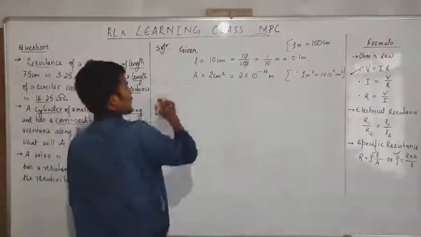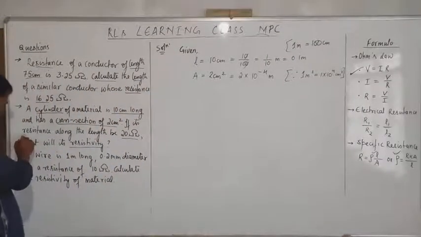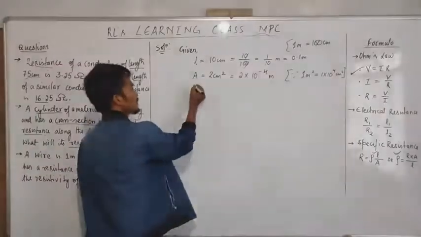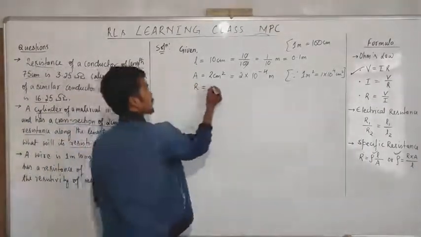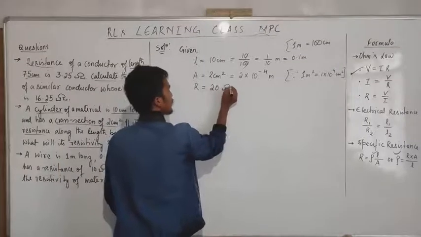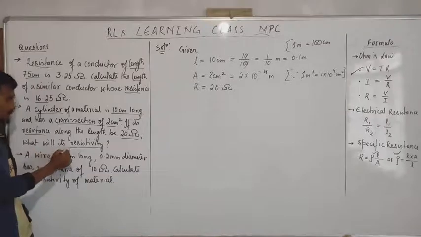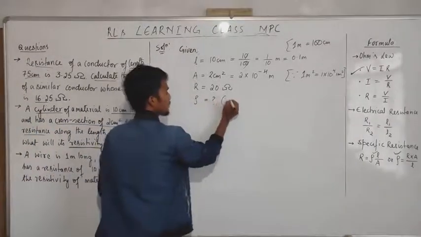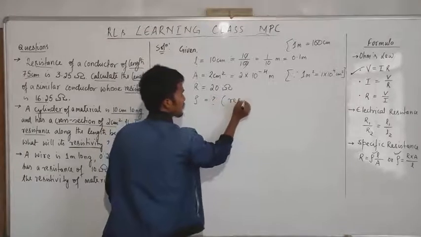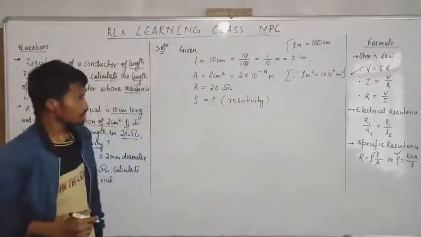Okay, then here length and A, cross section, are also given. Then what else do they give? Resistance also they give. Resistance R is equal to how much? 20 ohm. And I put here 20 ohm, and we need to find what will be its resistivity. That will be rho. This will be resistivity. Resistivity, this we need to find.